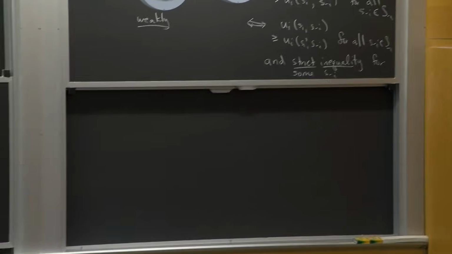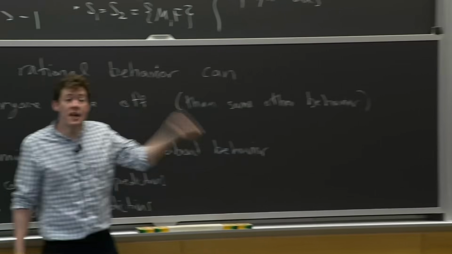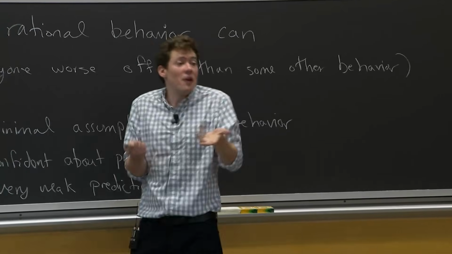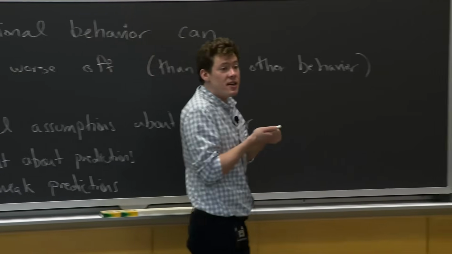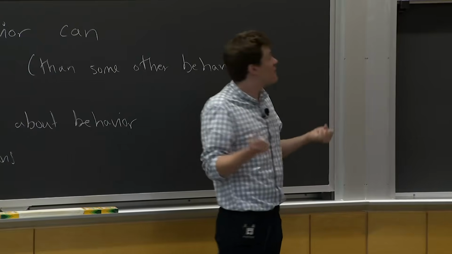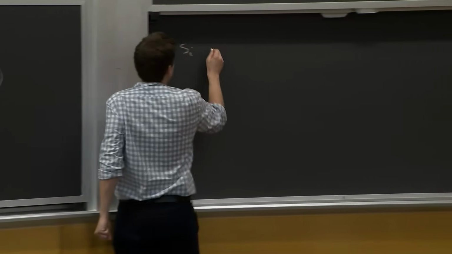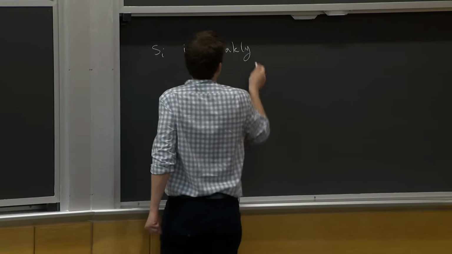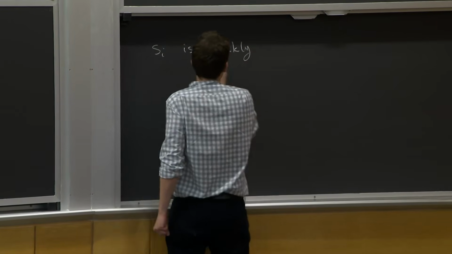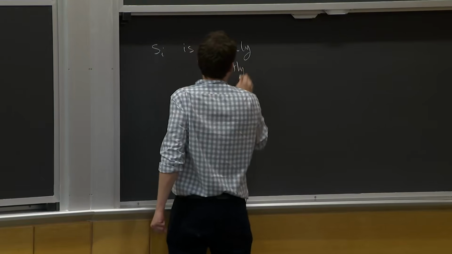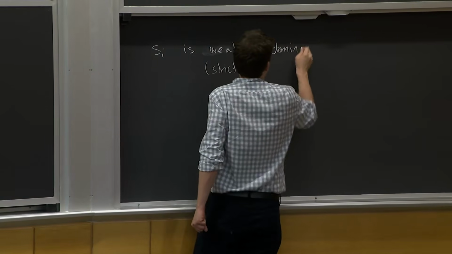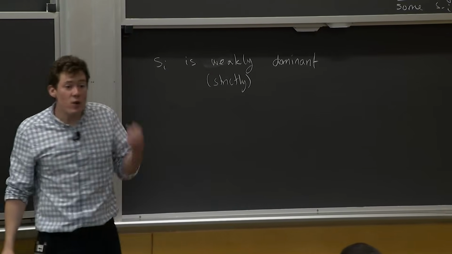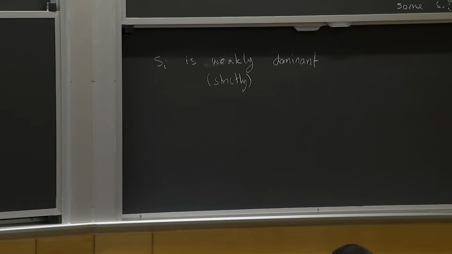So far, these definitions have been pairwise comparisons. We've taken one strategy, and we've compared it to another strategy. But in reality, the player just needs to choose one strategy. So what we'd like to know is when is one strategy better than everything else, or dominates everything else. So we'll say a strategy SI is weakly dominant, we could do weakly or strictly. SI is weakly dominant if SI weakly or strictly dominates every other strategy that player I has.